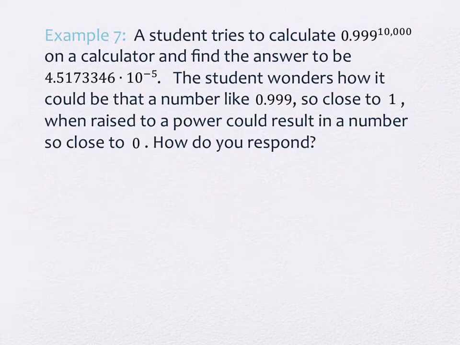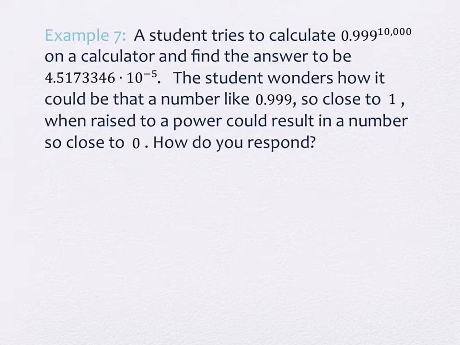All right. This is a really interesting question and a very maybe surprising conclusion. So let's take a look at what happens. This is a student who is trying to calculate 999 thousandths raised to the 10,000 on a calculator. So they plug it into the calculator. You could do the same thing. And their calculator spits out an answer, and the answer that it tells them is 4.5173346 times 10 to the negative fifth.